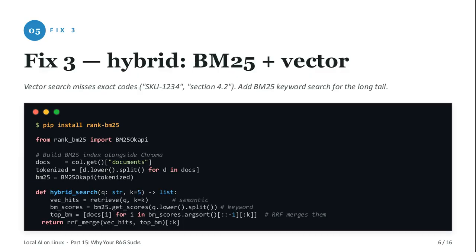Now here's a failure mode pure vector search will never fix. A user asks for SKU 1234 or section 4.2, and the embedding model shrugs because semantically those tokens mean nothing. Bring back the boring old hero, BM25 keyword search, and run it alongside Chroma. Rank BM25 is 1 pip install, you tokenize the same docs, and you get exact match recall for free. Then fuse the 2 ranked lists with reciprocal rank fusion, and suddenly your long-tail identifiers stop disappearing into the void.